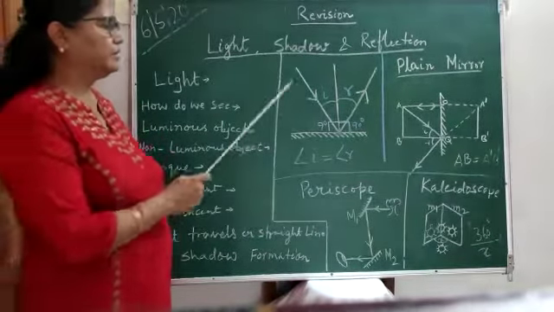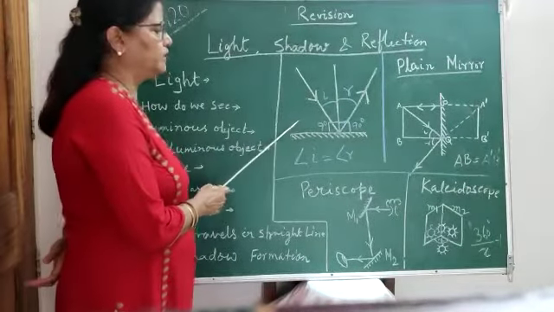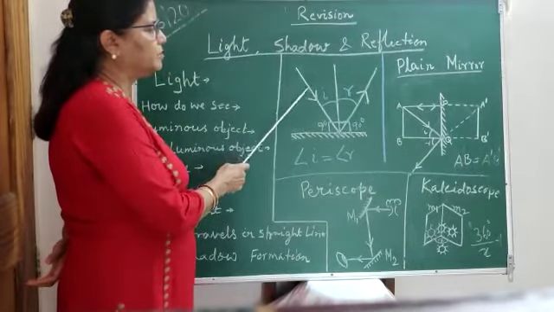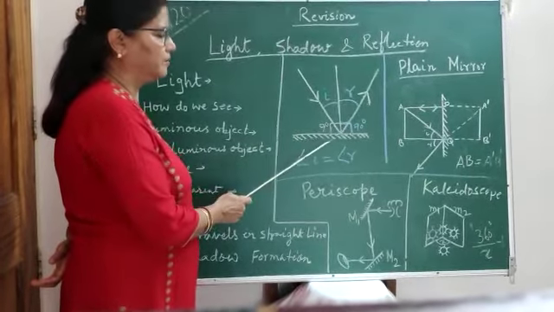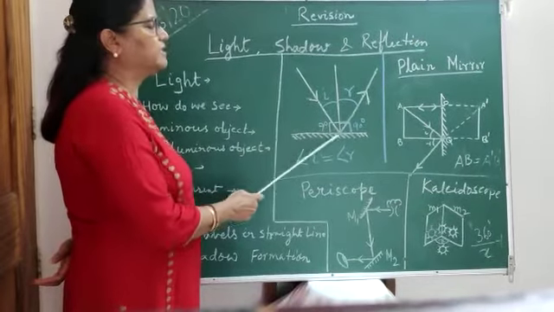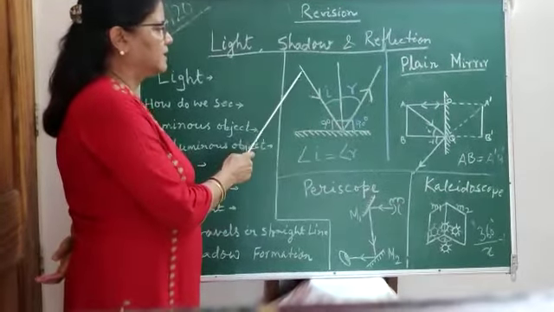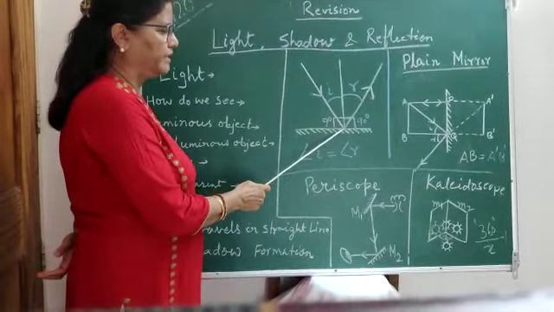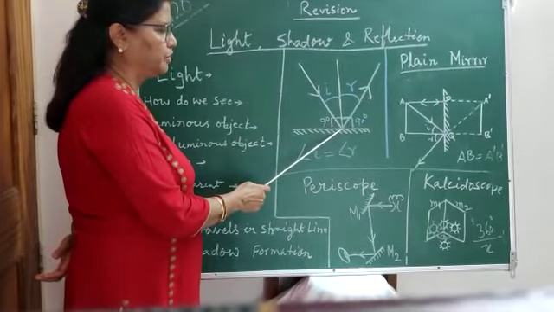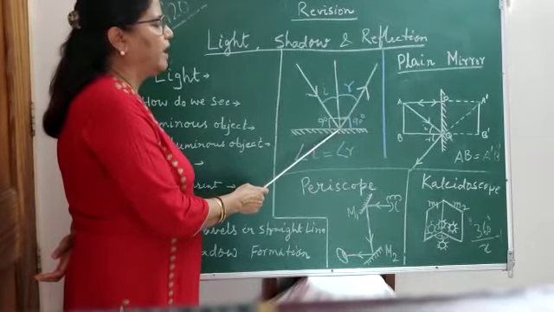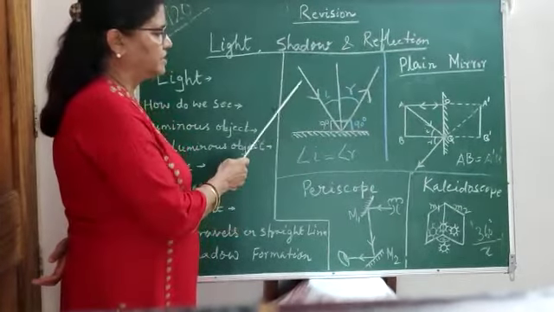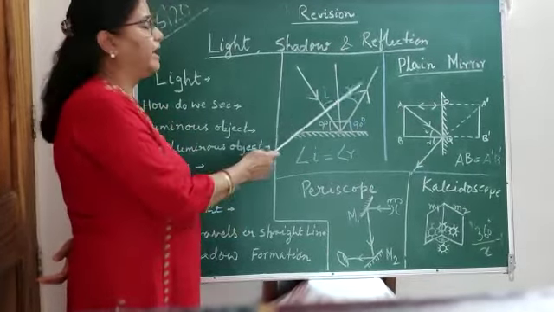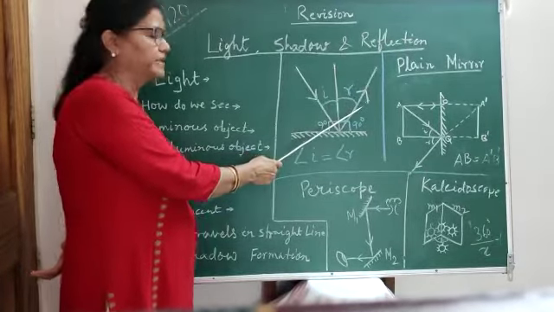Now children, I had taught you reflection. What is reflection? Bouncing back of light rays is called reflection. If there is a smooth surface, and sun rays are falling on it at this point, it is called the point of incidence, and the ray gets reflected in this direction. This ray is called the incident ray and this ray is called the reflected ray.